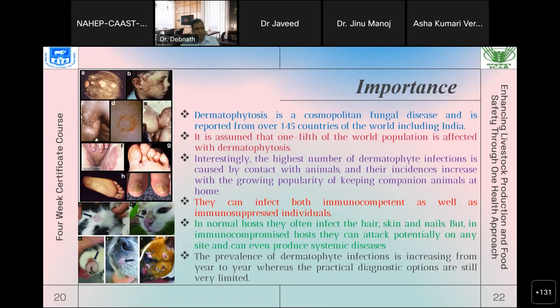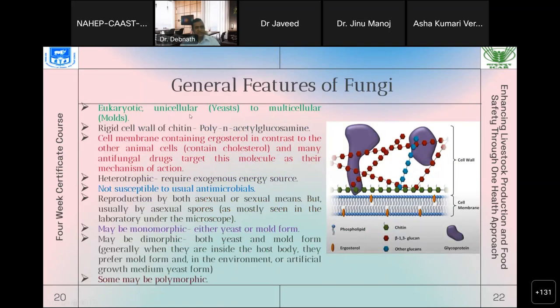They can infect both immunocompetent as well as immunocompromised individuals. But the pattern of infection varies. In immunocompetent individuals, they generally affect the skin, nail, and the hair. Whereas in immunocompromised individuals, they can affect any organ. They can even produce systemic diseases also. Now, the prevalence of dermatophyte infection is increasing from year to year, whereas the practical diagnostic options are still very limited. So, it's a very important disease, we can say.